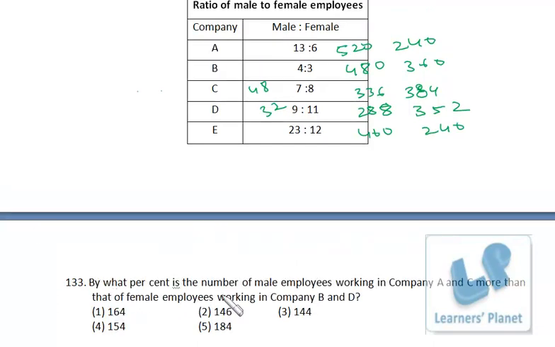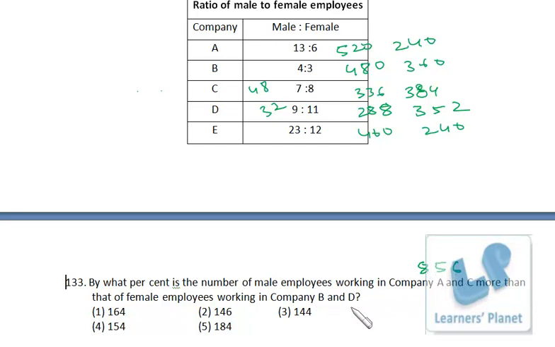By what percent is the number of male employees working in company A and C more than the number of female employees working in B and D? Okay, so the total number of male employees in A and C are 6, then 2 and 3, 5, 5 and 3, 8. So the total number of male employees is 856 in A and C.